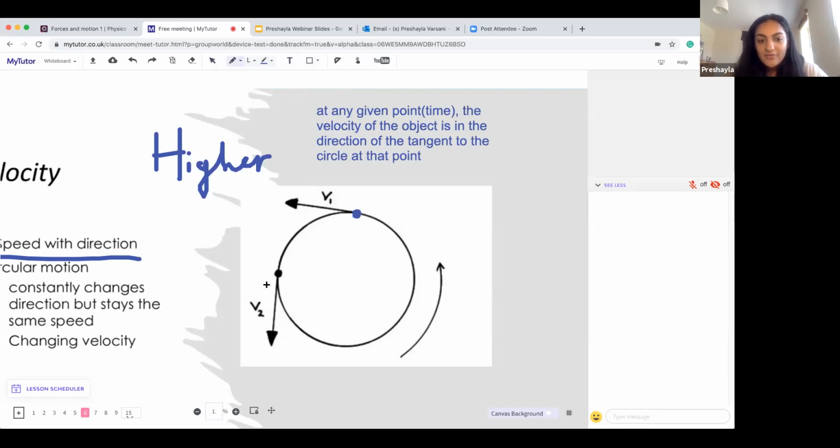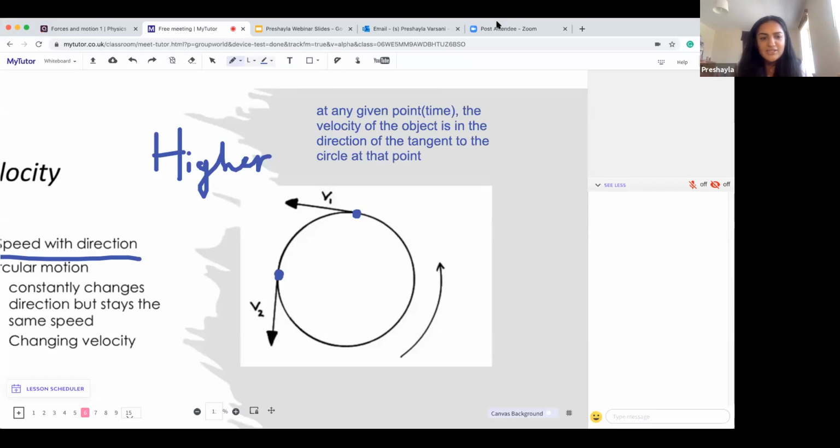And the same over here at this blue dot. When the car reaches this blue dot, the velocity of the car is in the direction of the tangent to the circle at that point. Now this is weird because if the velocity is going to act in kind of a way that flies off of the circle, why does our car not just continue into that direction?